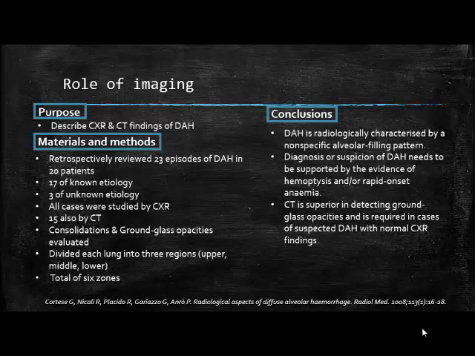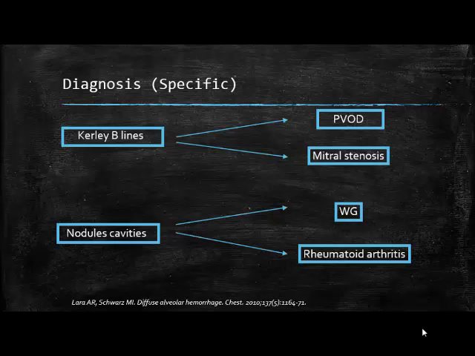And what they concluded was the following: DAH is radiologically characterized by a non-specific alveolar filling pattern. Diagnosis or suspicion of DAH needs to be supported by evidence of hemoptysis and/or rapid onset anemia. CT scan is superior in detecting ground glass opacities, and is required in cases of suspected DAH but with normal chest X-ray findings. So it's the non-specific alveolar filling pattern that you see on imaging mainly.